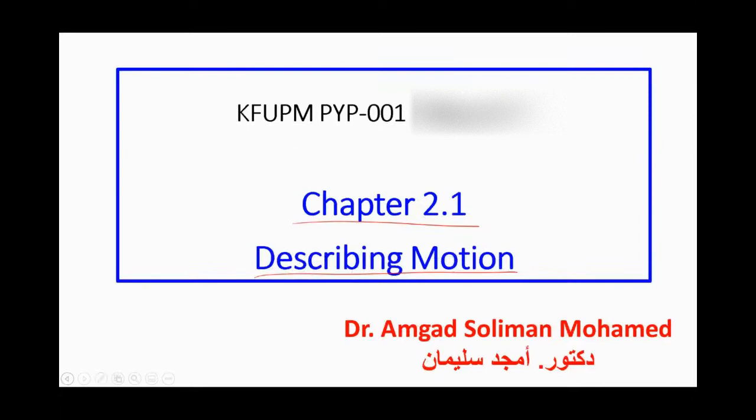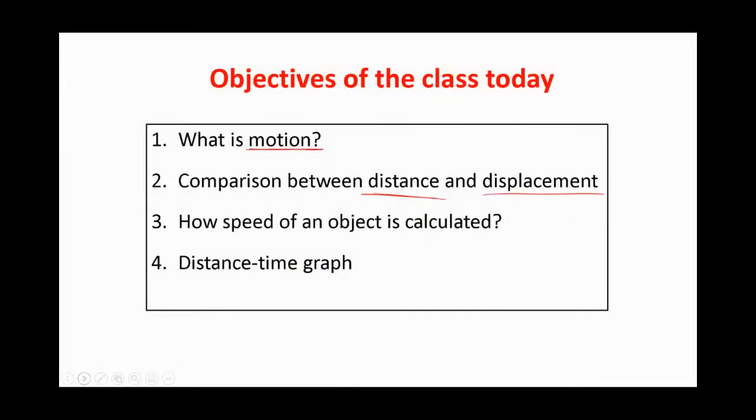Okay, so let me start from the beginning. This is chapter 2.1, describing motion. The objectives of this class are to know the meaning of motion. Motion means haraka. Comparison between the distance and the displacement: distance, al-masafa, displacement, al-izaha. How the speed of an object is calculated. Speed means sur'a. And at the end, we will study the distance-time graph.